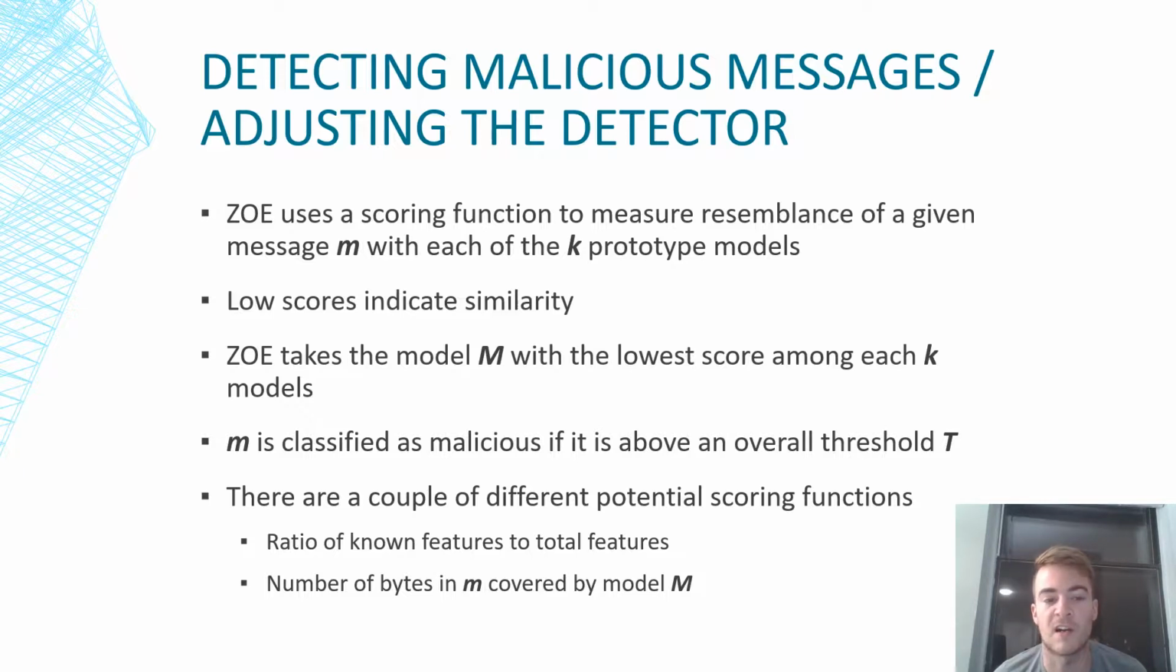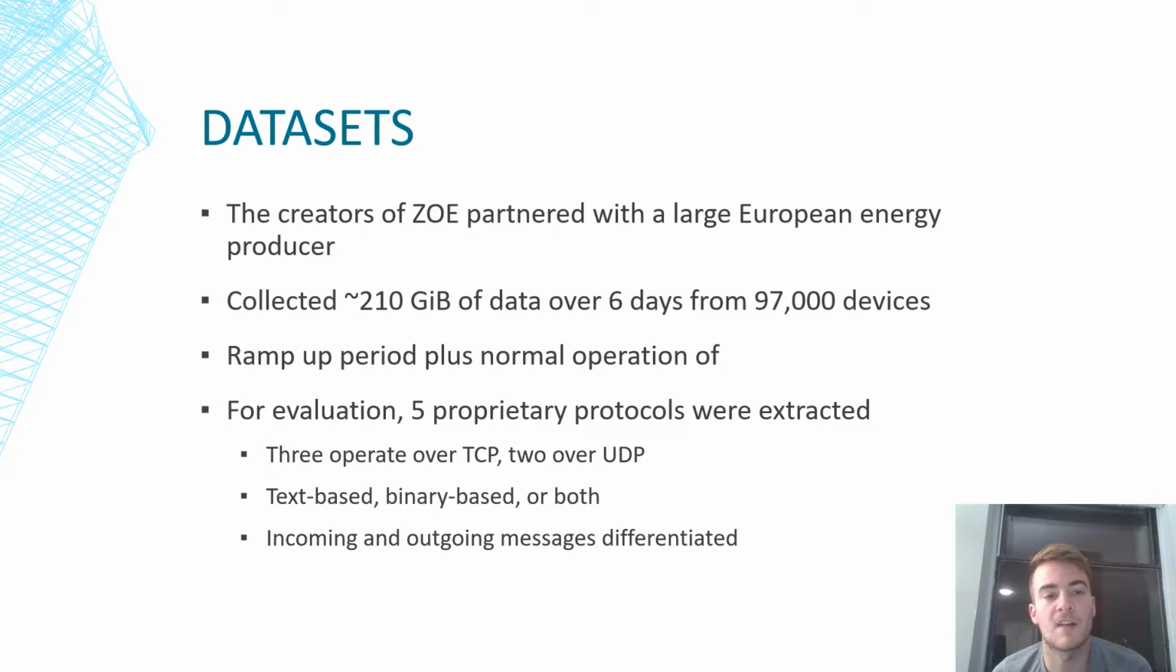And it's worth noting that there are a couple of different potential scoring functions. For example, using the ratio of known features to total features, or the number of bytes in the message being considered covered by the model M that is chosen with the lowest score. So that basically covers the core of how ZOE operates, how it classifies messages as anomalous.